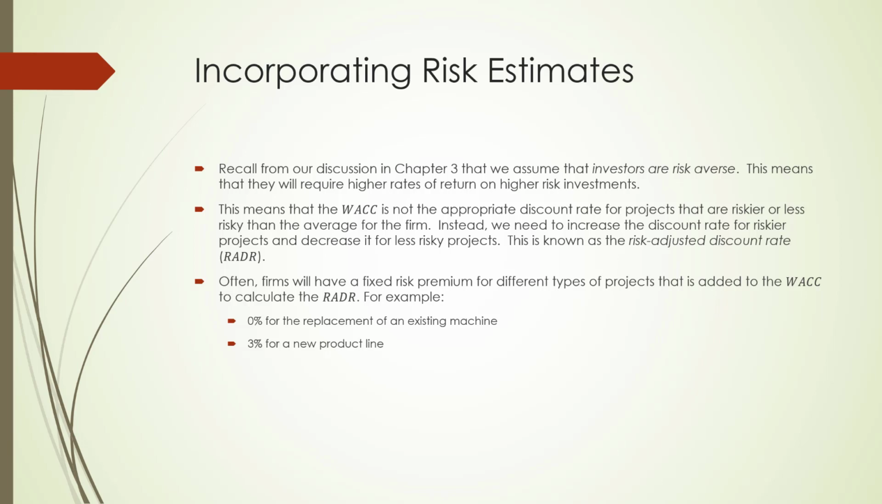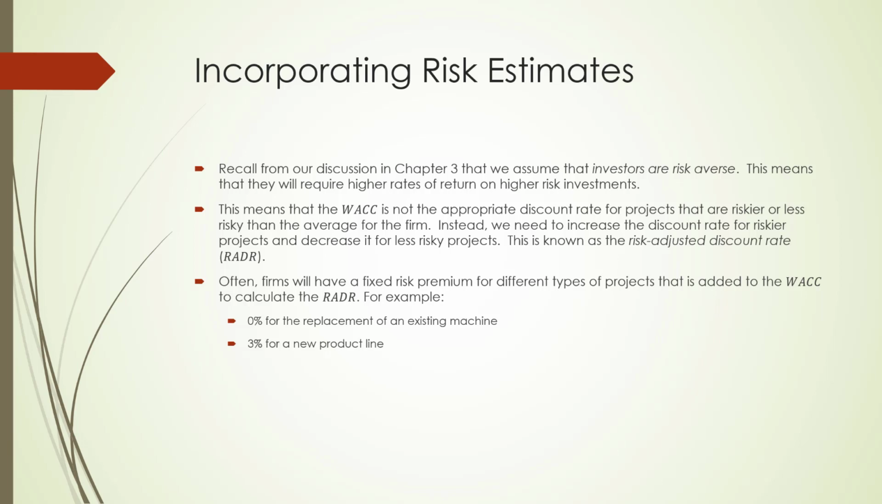So the weighted average cost of capital is appropriate for average risk projects as a discount rate, but we need to increase that if we're looking at projects that are riskier than average, and maybe decrease it for projects that are less risky than average. So when we do this, when we add a risk premium on top of the weighted average cost of capital, we refer to that as the risk-adjusted discount rate, or RADR.